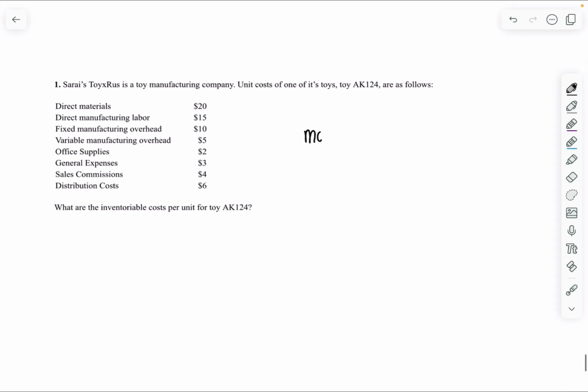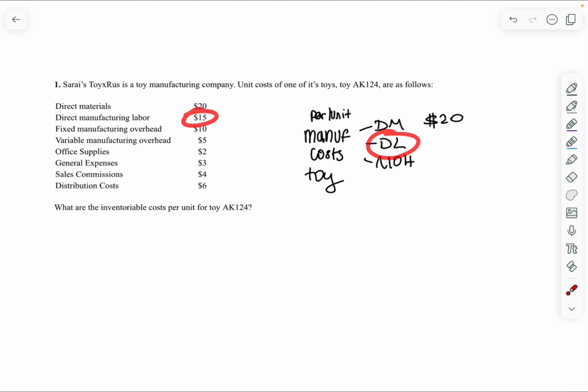We have manufacturing costs are made up of direct material costs, direct labor costs, and manufacturing overhead costs. So we're looking at the manufacturing costs for this toy. Usually we say total, but in this case, because the costs that they give us are unit costs, we're going to say per unit manufacturing costs for this toy. So direct materials for that toy is $20. Direct labor for that toy is $15. Manufacturing overhead for that toy, well, it's made up of fixed and variable, so that's 10 and 5, that's $15.